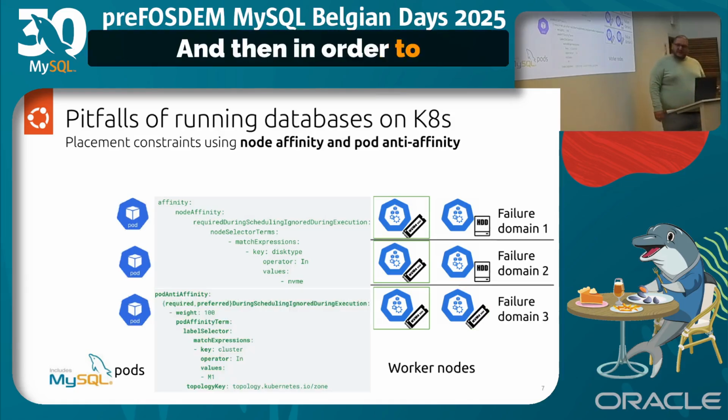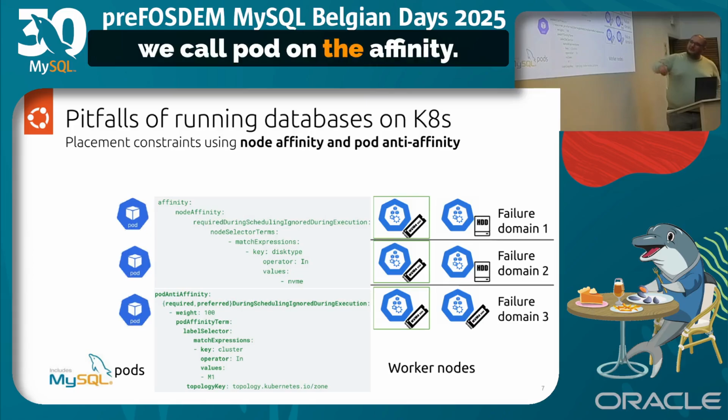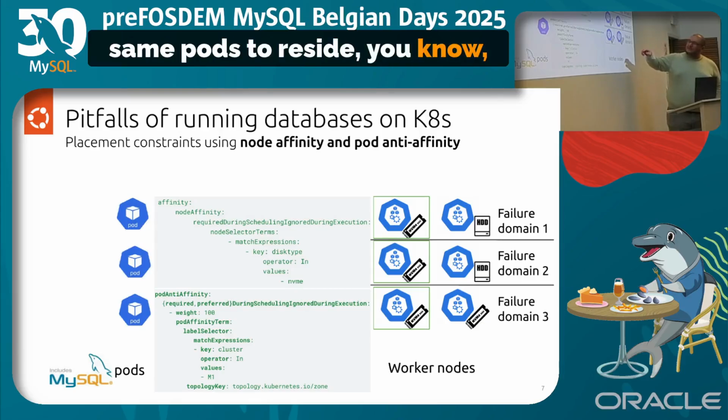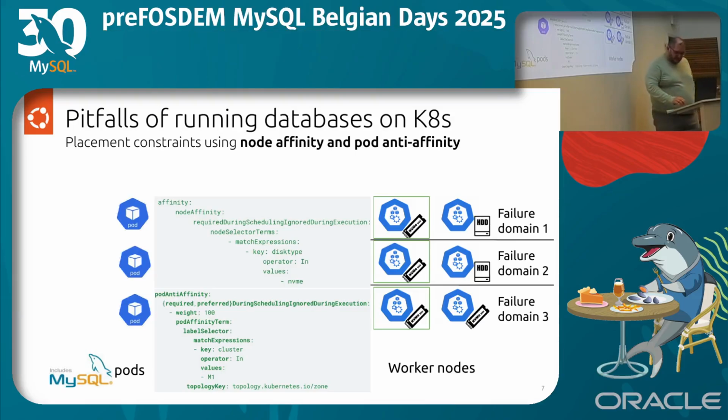And then in order to actually reach the situation that we aim for, we can use something else that we call pod anti-affinity. Here we try to say that we don't want 2 of the same pods to reside in the same zone. This is the idea here. And zone is the failure domain in this case, whatever your failure domain is again.